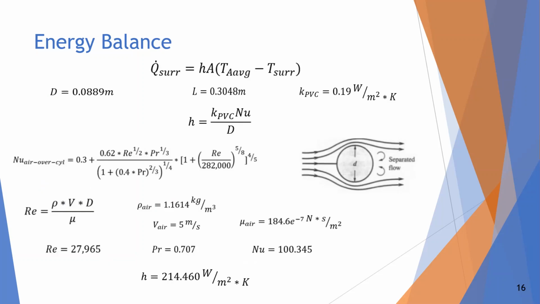Begin to analyze the system by calculating the heat from the surrounding. To do this, we need the convective heat transfer coefficient. We know the thermal conductivity of PVC as well as the diameter, but we need to calculate the Nusselt number. The following equation is used to calculate the Nusselt number of air over a cylinder. We needed the Reynolds number, so given the parameters of the atmosphere, we calculated our Reynolds number, and from that we were able to get our Nusselt number to finally obtain our convective heat transfer coefficient.